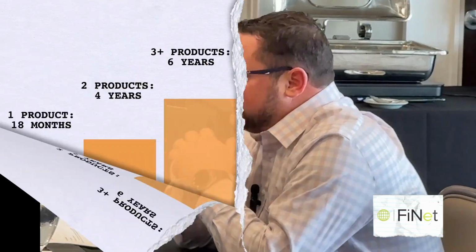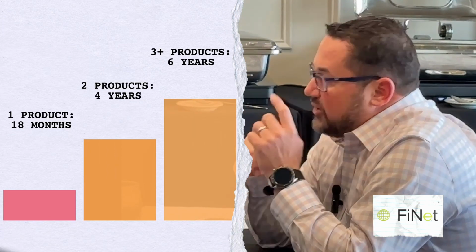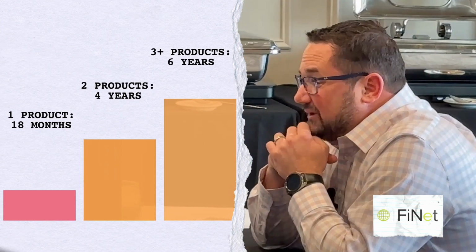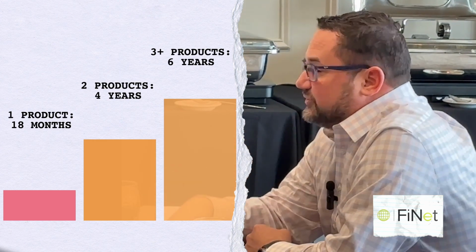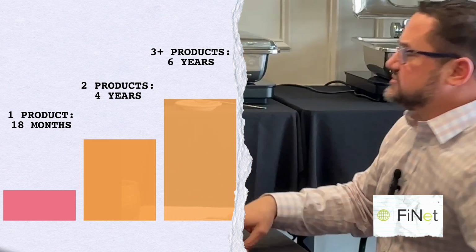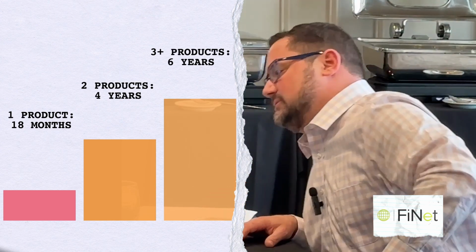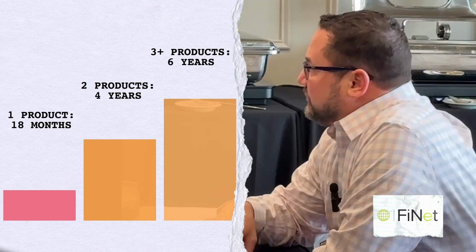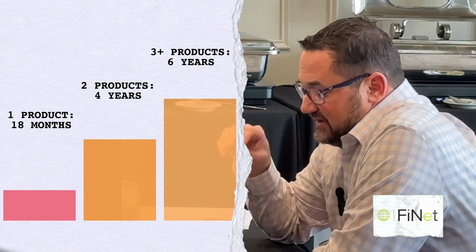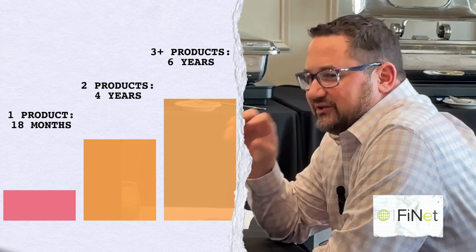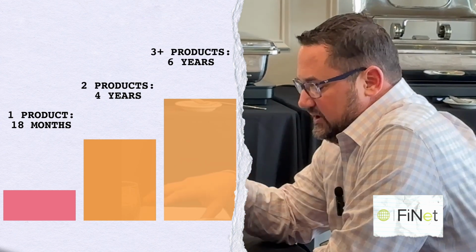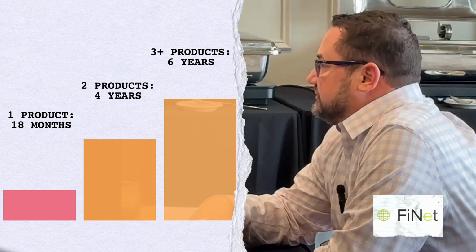If you have one account, one product at a bank, you're likely to stick around on average for 18 months. If we add a second account, whether it's merchant or a second product, whether it's merchant or remote capture or ACH, that jumps up to 4 years. By the time we get to that third piece, which merchant services is somewhere in there, or it should be, we're out to 6 years.